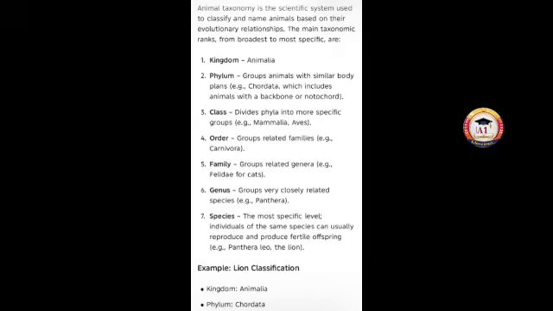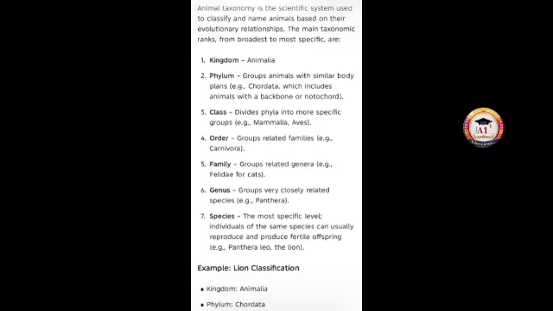Now let's look at the hierarchy of this animal taxonomy. The first hierarchy we have is the kingdom. After the kingdom, we have the phylum. The phylum groups animals with similar body plans. For example, we have Chordata, which includes animals with a backbone, like I said before, or notochord. If you don't want to call it a backbone, you can call it notochord.